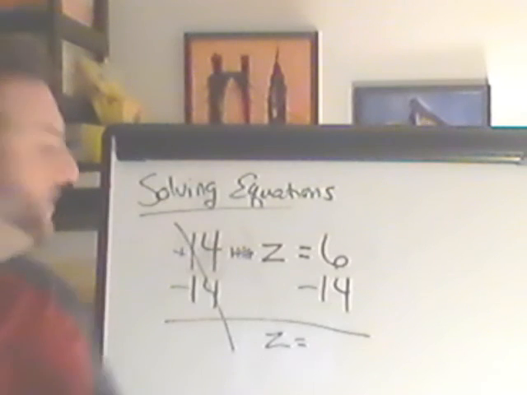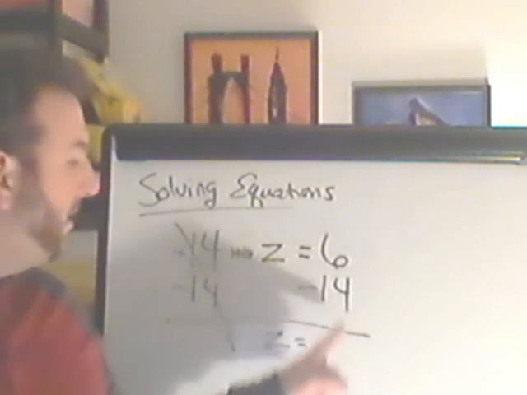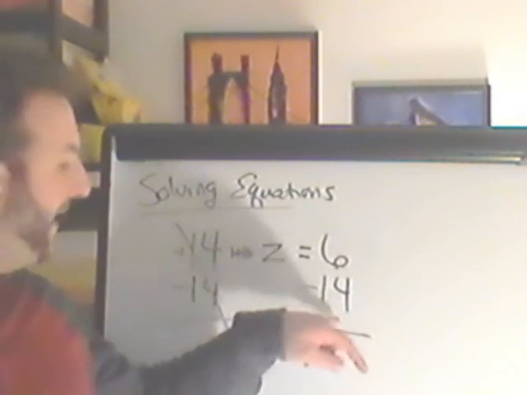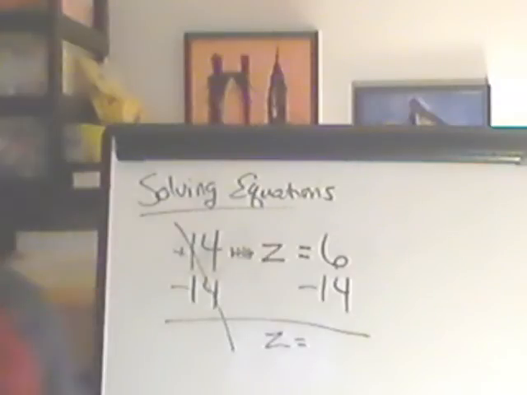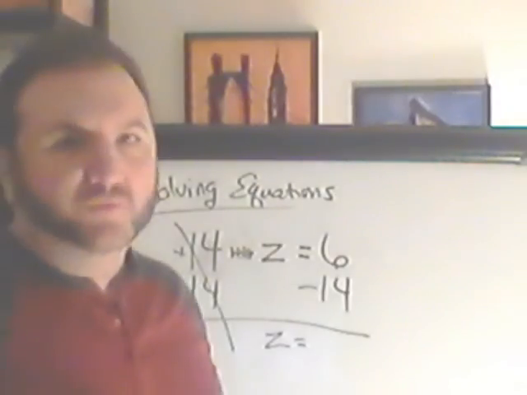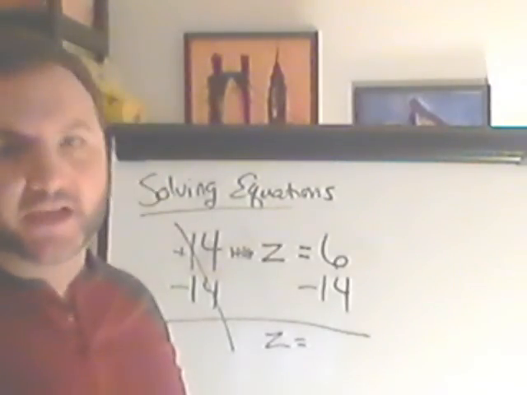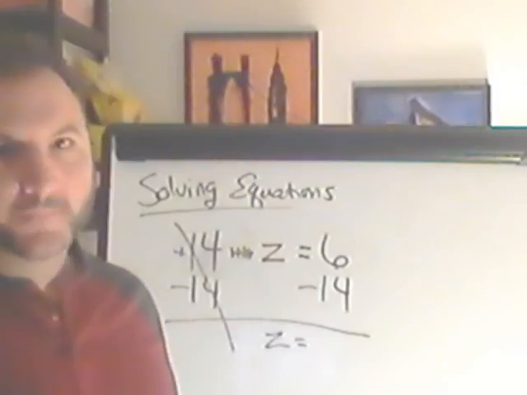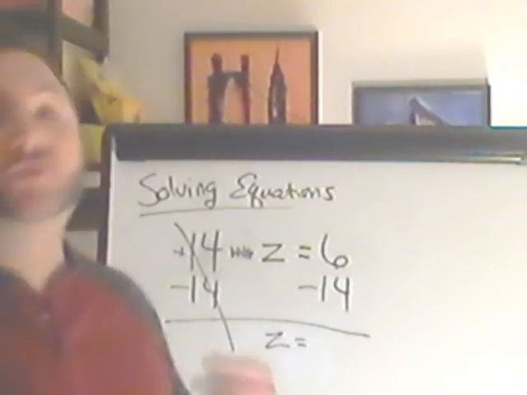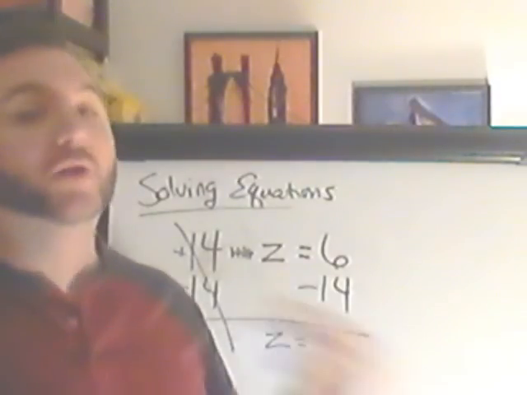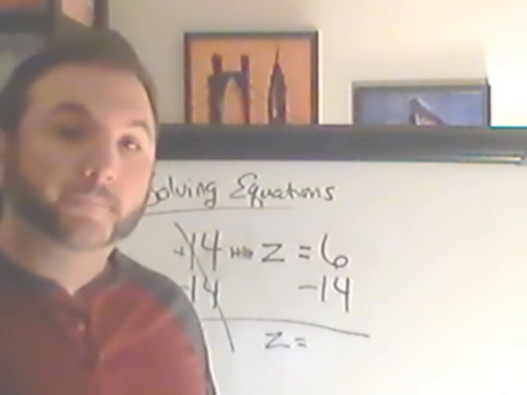Now it gets a little interesting because I got a smaller 6 and a bigger 14. I'm taking away 14 from 6. Well, that really shouldn't mess you up too much because if you remember your positives and negatives, you could solve this. It is possible to solve this. The number is going to be a negative number. It's going to be below 0. So what would it be?